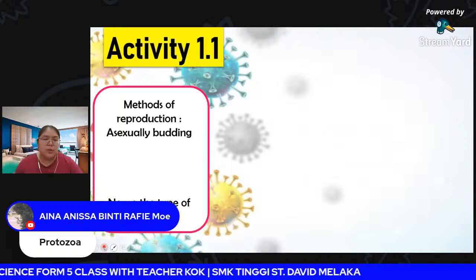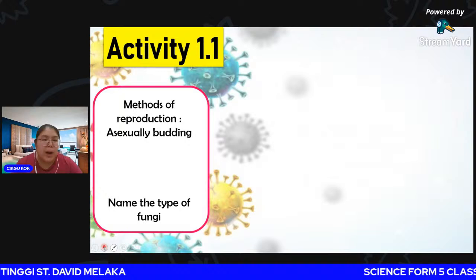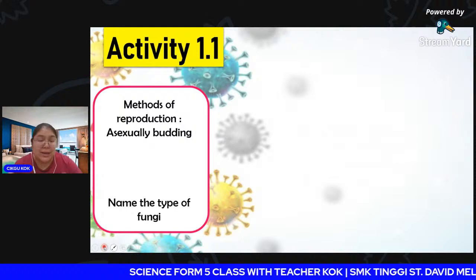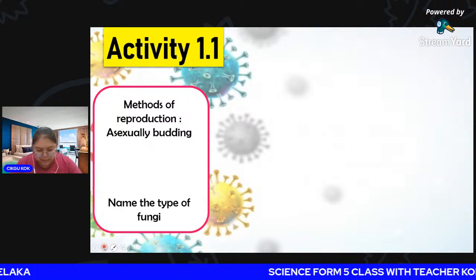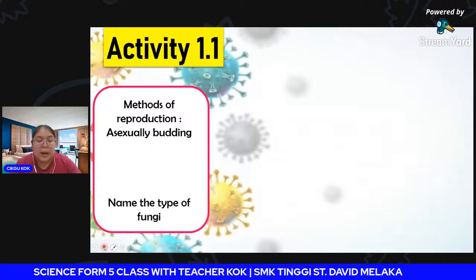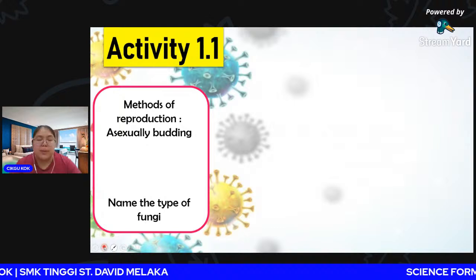Okay, now we go to the next one. This one is a method of reproduction. Asexually is using budding. Anybody can answer? Name the type of the fungi. That means they want the name. They told you already, the microorganism is a fungi. They say the asexual reproduction is budding. Just now Tiala already answered budding. No, they never ask about bacteria, Noreen. They ask about the name of the fungi. We have so many fungi, is it? So which one reproduces asexually by using budding?